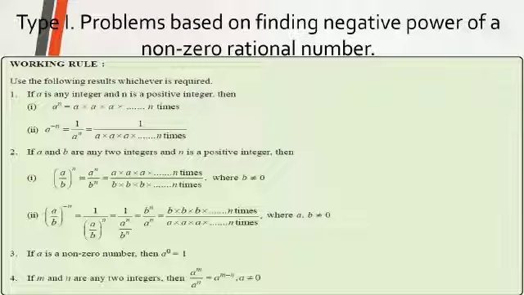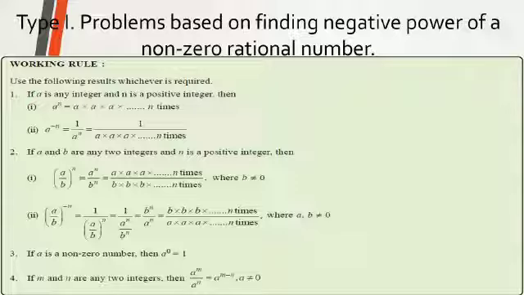Again, see the third: (a by b) whole to the power minus n can be written as 1 by (a by b) whole to the power n. It can also be written as a to the power n by b to the power n equals b to the power n by a to the power n, because if there is a negative power on any fraction, then we find the reciprocal, and the reciprocal is always positive. That's why it is written as b multiplied n times by a multiplied n times, where a, b is not equal to 0.